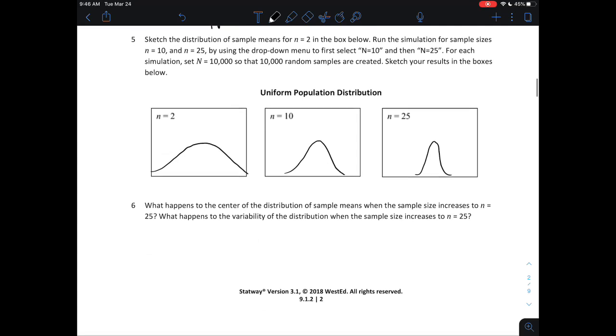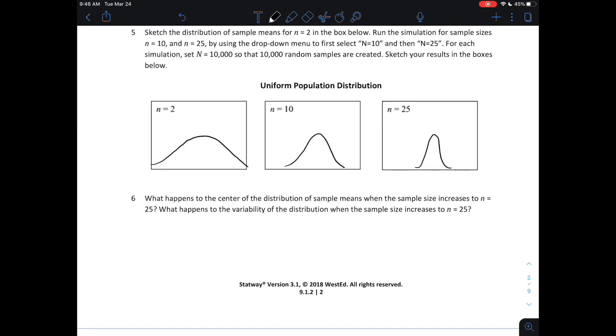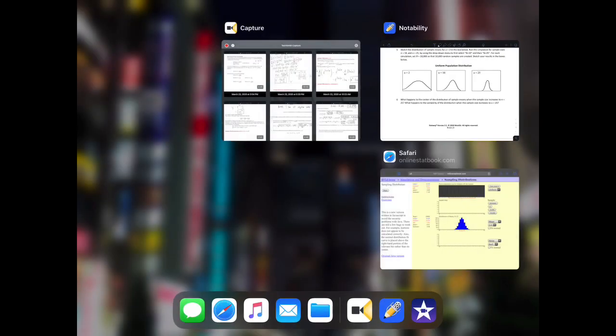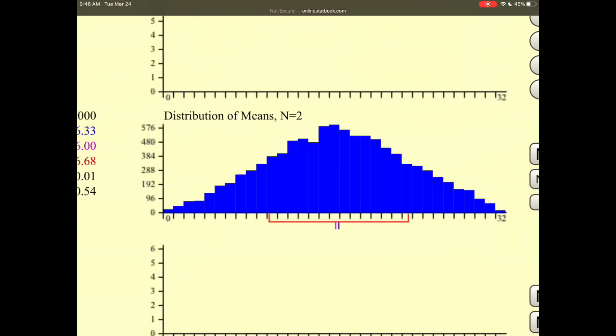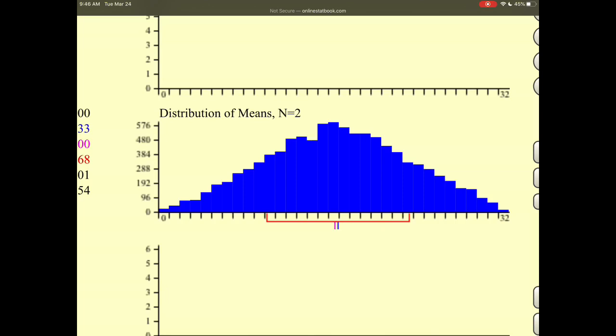So number 6 asks us to reflect on what we've just noticed. So first of all, what happens to the center of the distribution of sample means when the sample size increases to n equal 25? What happens to the variability of the distribution when the sample size increases to n equal 25? To be a little bit more specific with this, maybe let's use those graphs again and just go back to what we started with, n equal 2. And let's just see where the center is for this. It looks like the center is right in the middle, so halfway between 0 and 32, so 16.